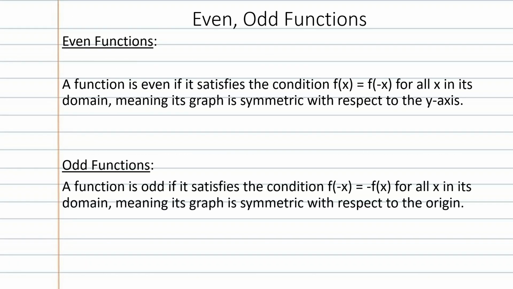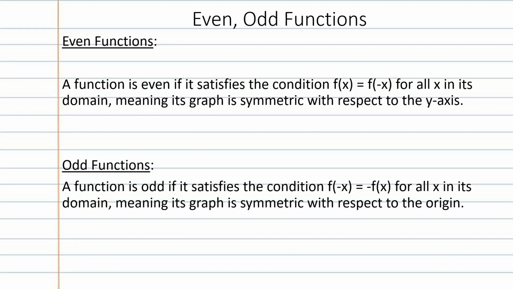Alright, let's look at even and odd functions. An even function is a function that satisfies the condition that f of x equals f of negative x for all x in its domain, meaning the graph is symmetric with respect to the y-axis. So y-axis symmetry means it's even.